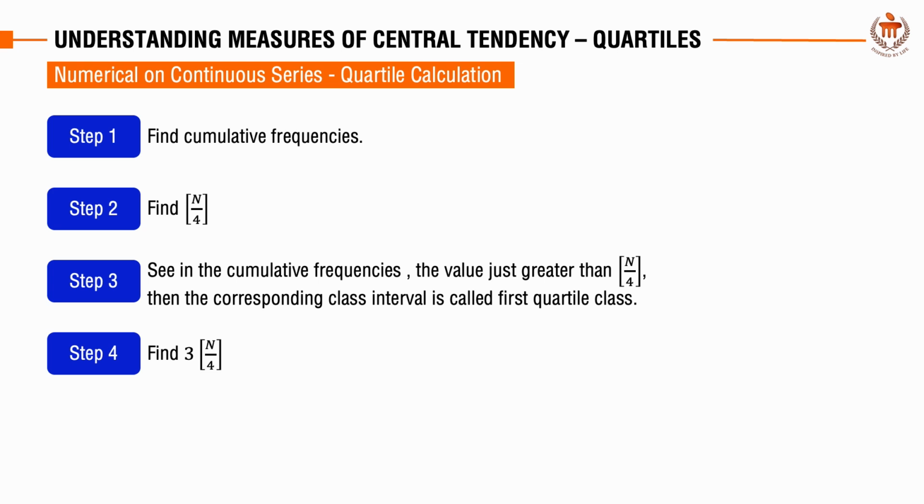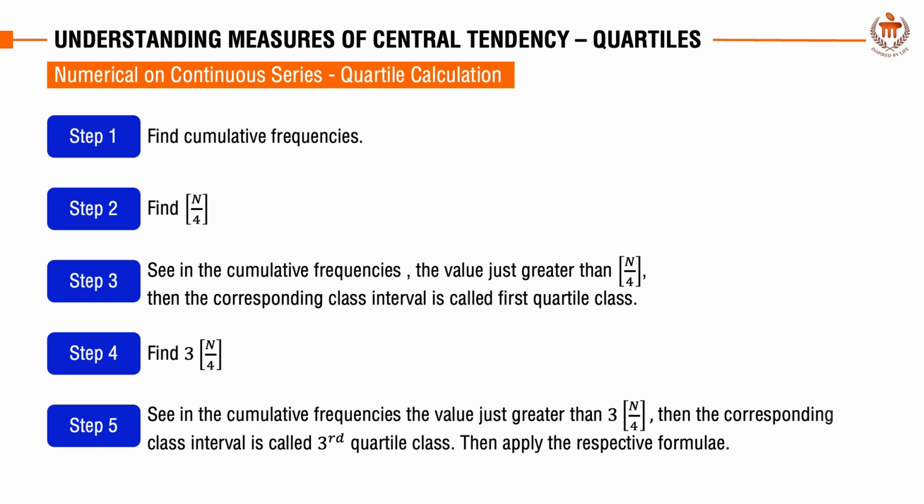The only thing is that in the case of discrete data, you have a single value of x, and when you have class interval and frequency, you have lower limit and upper limit. So the x value would lie between the lower limit and upper limit, and that is what we have to figure out here. You have to see in the cumulative frequency table the value just greater than 3n by 4, and the corresponding class interval is called the third quartile class. Then we apply the formula to get the answer.